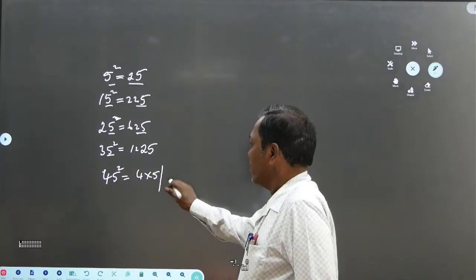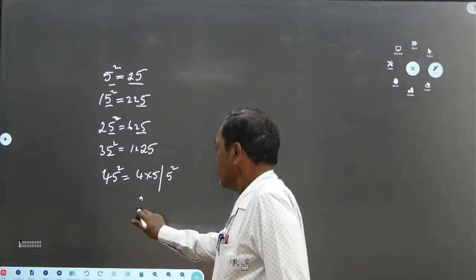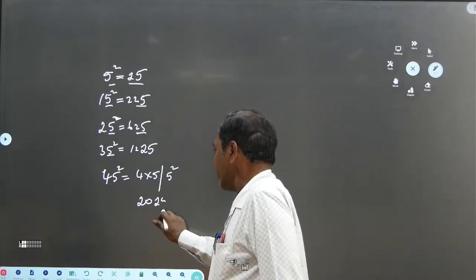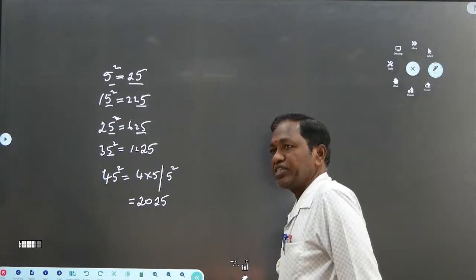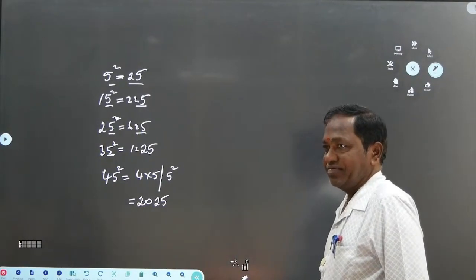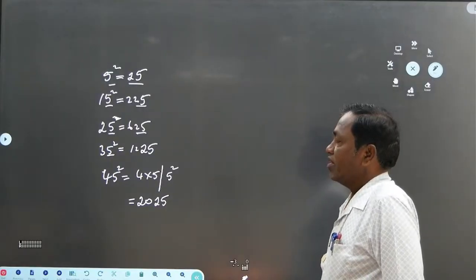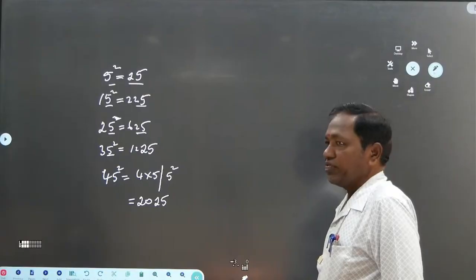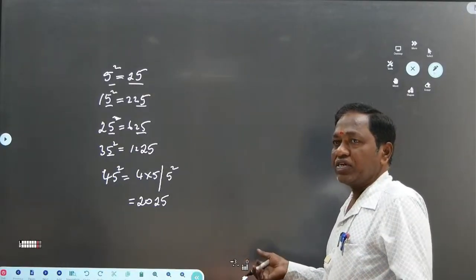And the first part, and 5 square is the second part. It means 20, 25. And this is the part and parcel of Vedic mathematics. That will help us here. 20, 25. It means which of the following 4 options are given.